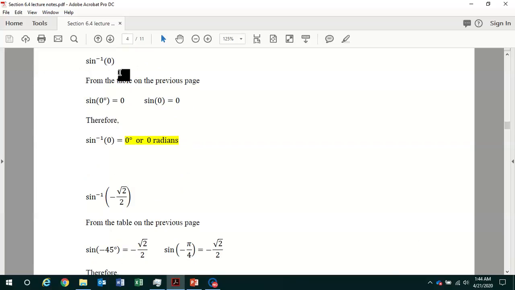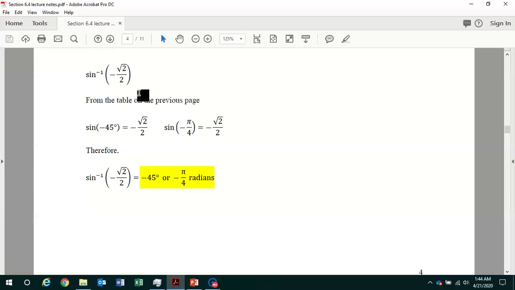What's the inverse sine of the number 0? Well, we know from the table on the previous page that the sine of 0 degrees is equal to 0, and the sine of 0 radians is equal to 0. Therefore, the inverse sine of 0 is equal to the angle 0 degrees, or 0 radians. 0 degrees is the same as 0 radians.